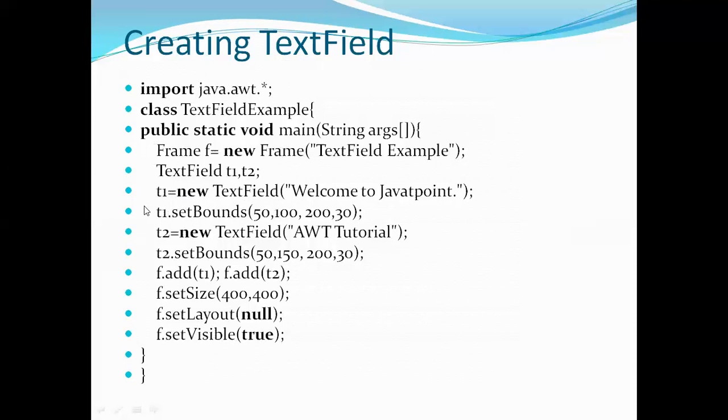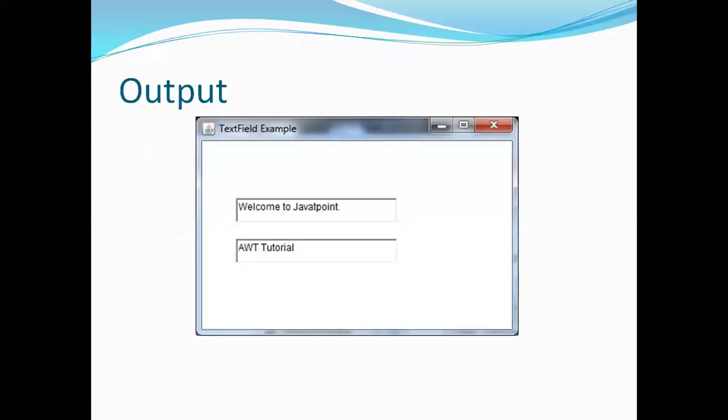So I'm creating T1 whose name is this one, and I'm setting the bounds for the first one. The next field I'm creating has the name given, and I'm setting the bounds for that. Then I'm adding T1 and T2 to the frame, so both text fields are added to the frame. Then I'm setting the size of the frame, and layout is null, visibility is true. So this is how simply you can include a text field in your frame.